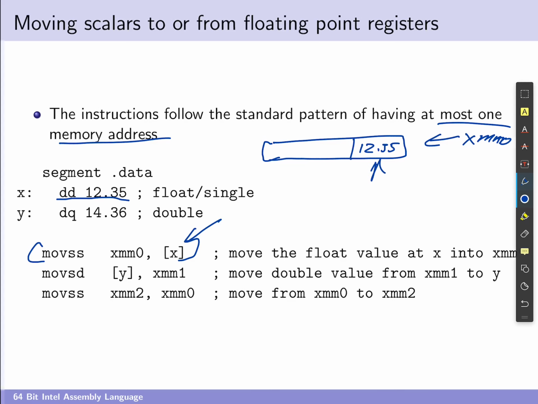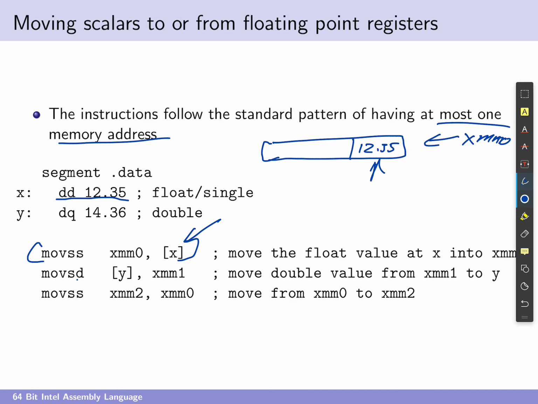Okay, let's say I want to try and move something from a register into memory, similar to before. In this case, I'm going to be moving a scalar double, and I'm going to be moving it from XMM1 into the memory location Y. So you'll see in this example, Y already held a data quad, so it had 64 bits of space ready to go, and we're loading from XMM1 into it.